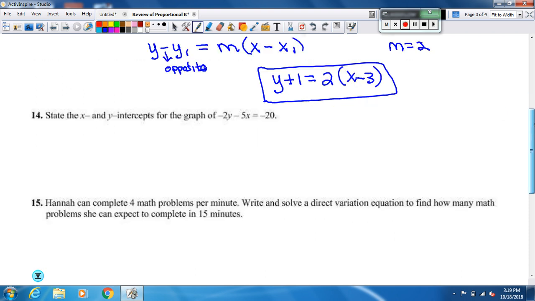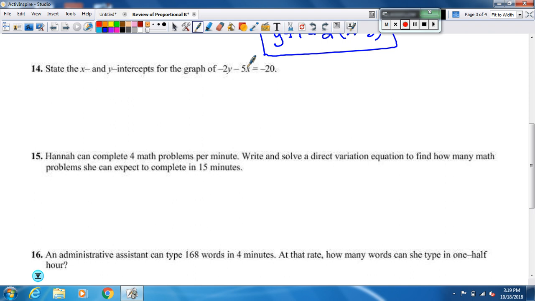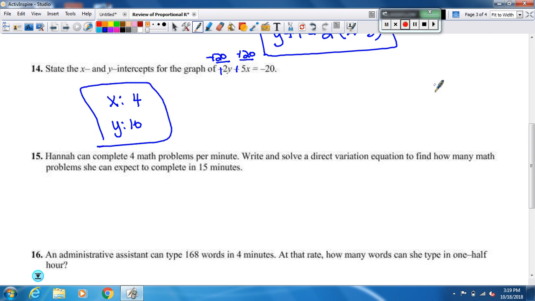Number 14. State the x and y-intercepts for the graph of -2x - 5y = -20. So you pop that -20 on top of each one of these. So the x-intercept is in front of x. So a negative divided by a negative is a positive, and 20 divided by 5 is 4. The y-intercept is in front of y. So a negative divided by a negative is a positive, and 20 divided by 2 is 10. So those are the x and y-intercepts.